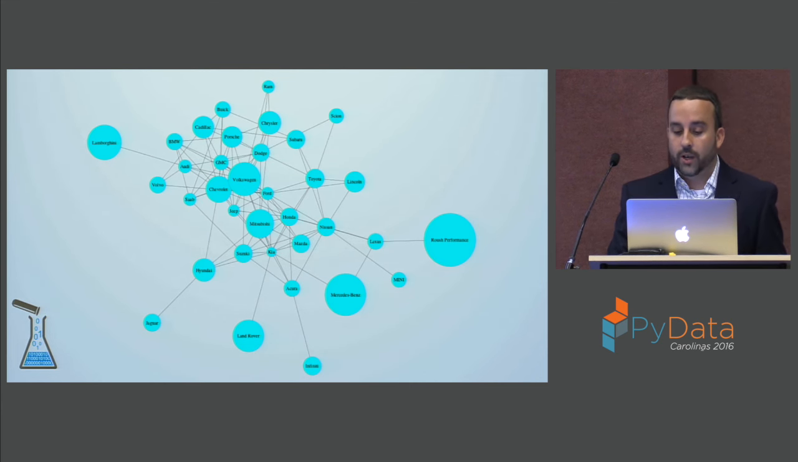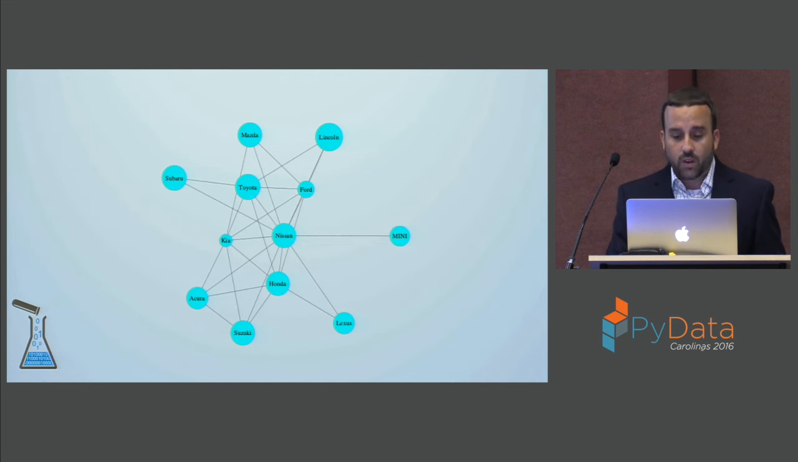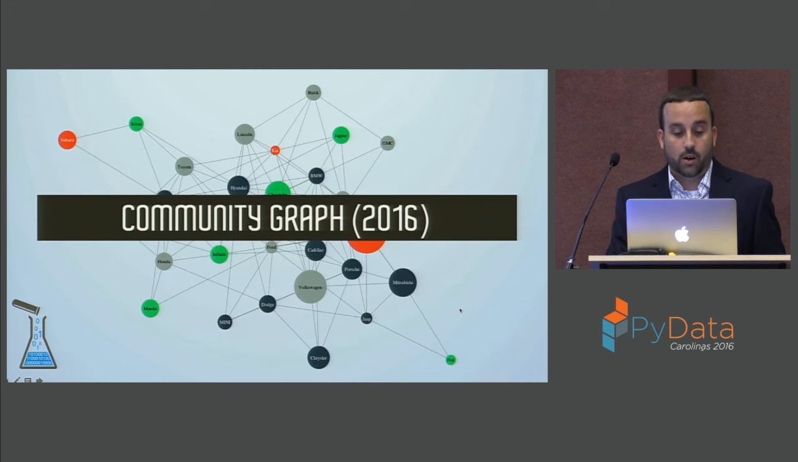So what I usually like to do from here is try to filter down and look at an ego graph for a specific auto manufacturer. So here we have an ego graph for Nissan, and you can see that they're now at the center of the network, and you can also see all the other companies that they have vehicles in common with and how they're connected to each other. So that's an interesting way to zoom in and view a graph.